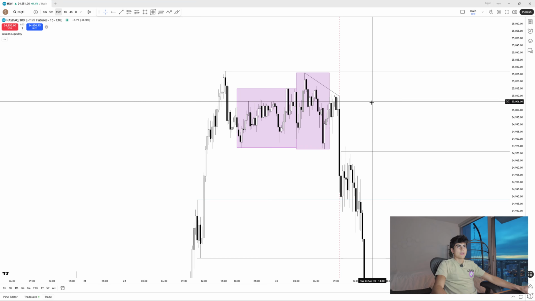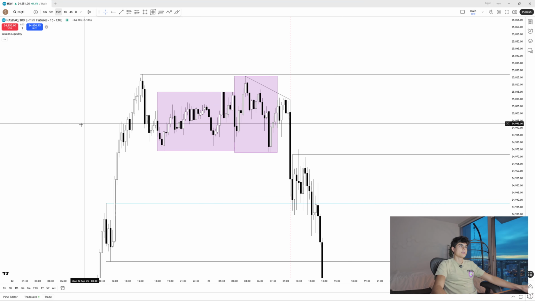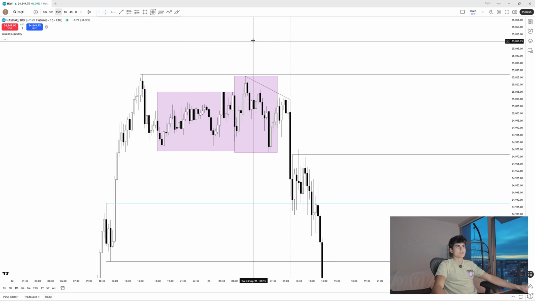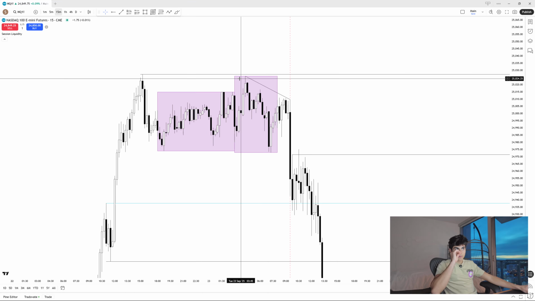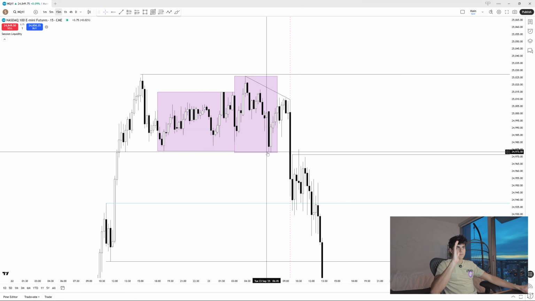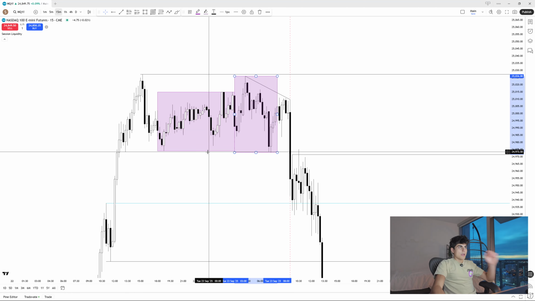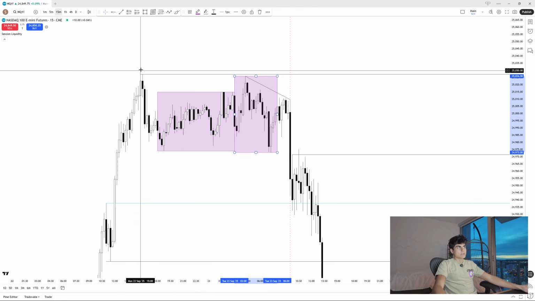And it was a very similar thing for both. So basically, Asian session pretty much consolidated. London session swept out both the high and the low of Asian session. So now we had both London high and London low resting. And then we also had all-time highs resting.